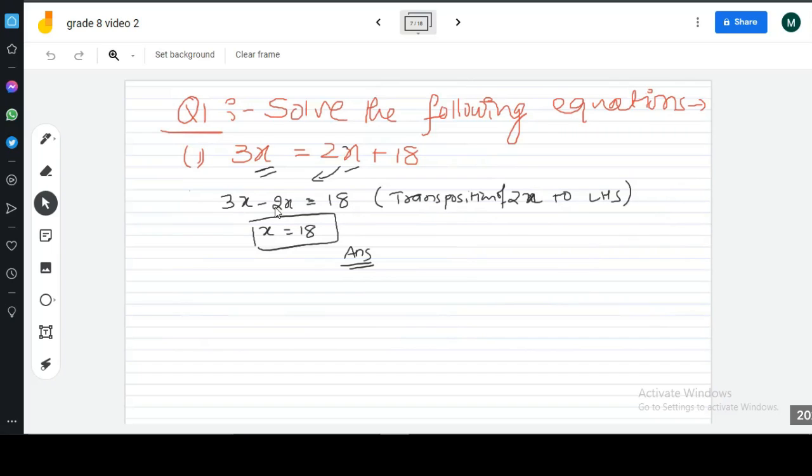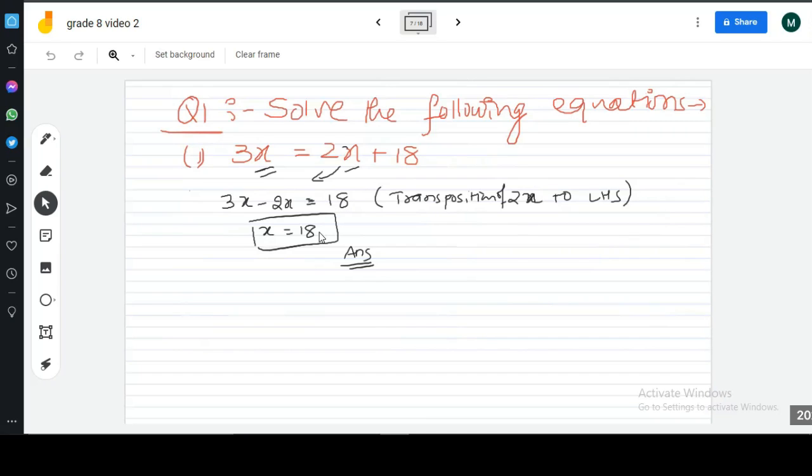So here we have 3x minus 2x. The difference of two variable terms in x can be found by taking the difference of the coefficients. Here the coefficients are 3 and 2. So 3 minus 2 will be 1. So it is 1x. Either you can write 1x or only writing x will also be sufficient. So 3x minus 2x will be 1x or only x, and which gives us the value of x, which is nothing but 18, the constant on the right side.